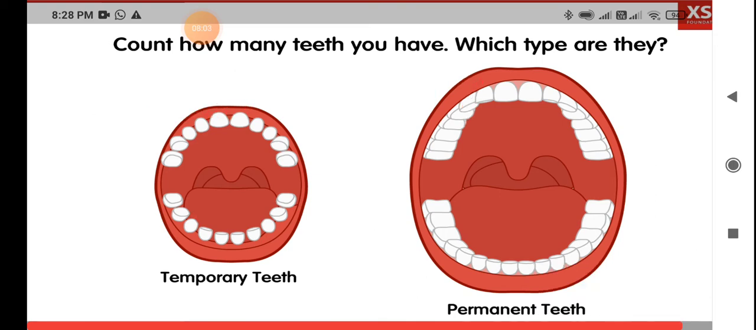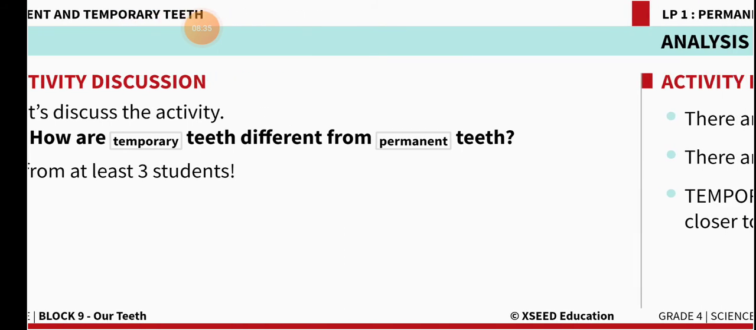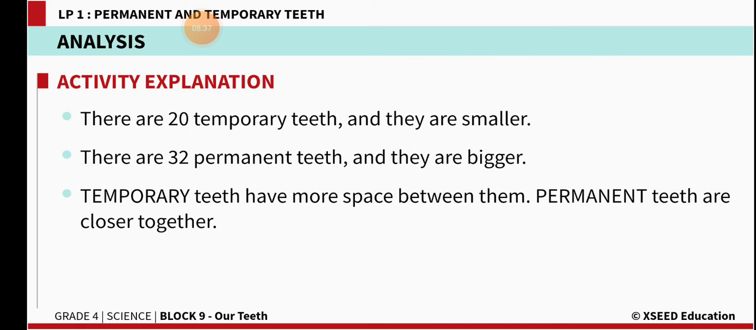Okay. So now we will move on to the activity. What activity you have done? Based on that, we will see how temporary teeth are different from permanent teeth. Just now we discussed temporary teeth. Below 6 years, children have temporary teeth. They are small in size and have gaps in between them. Whereas after 6 years, the teeth which we get are known as the permanent set of teeth.